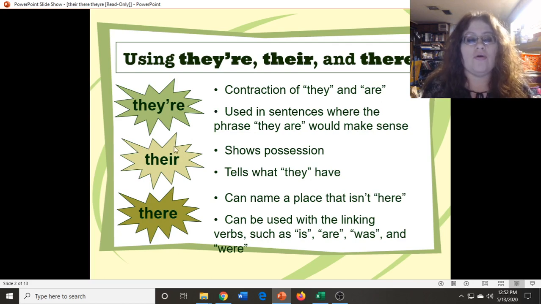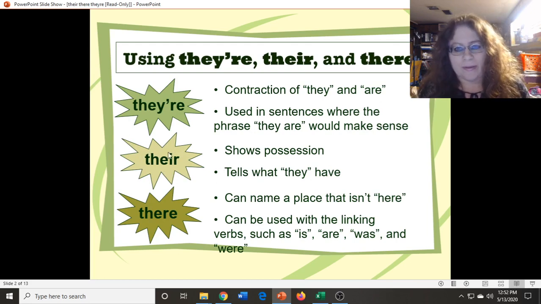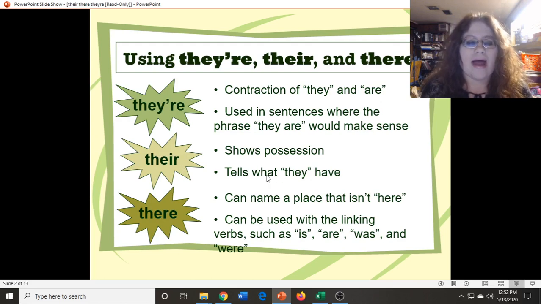It shows ownership. It's going to tell what someone owns: their house, their pet, their shoes, their backpack, their clothes, okay? It's always going to tell what they have. It's going to show possession.